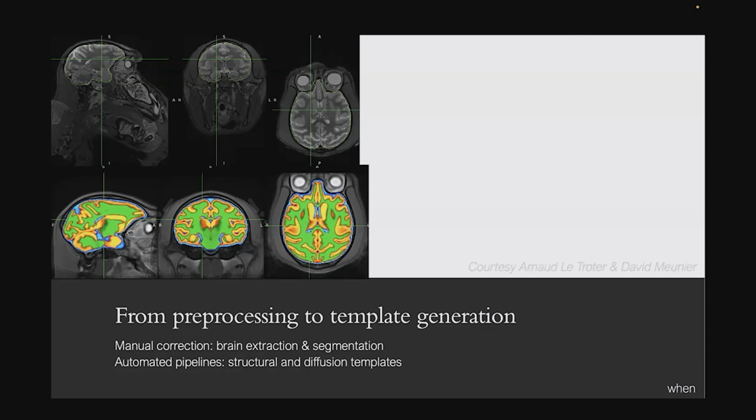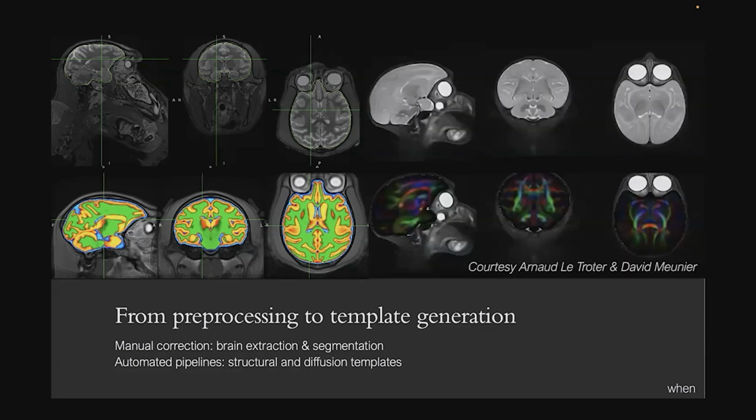If you have a number of individuals of your species and you want to create a template, you could end up with something like this. This is work that our lab is doing, creating templates of neonate baboons. So we spent time on each individual, getting the segmentation corrected, getting the brain extraction corrected, and then we're able to successfully create a template.